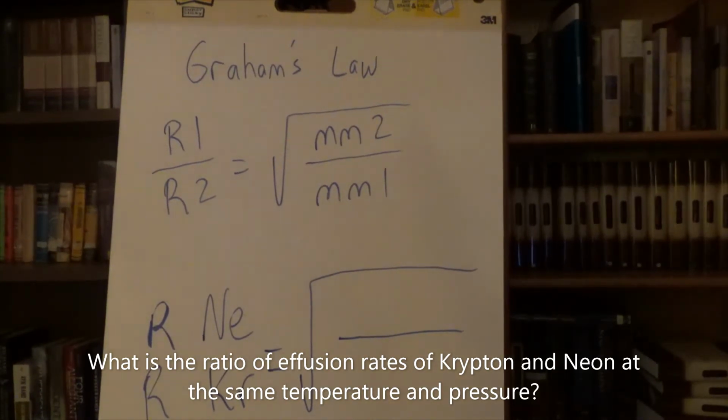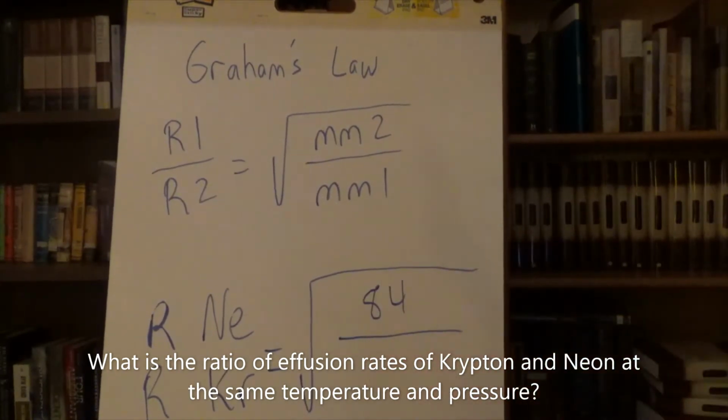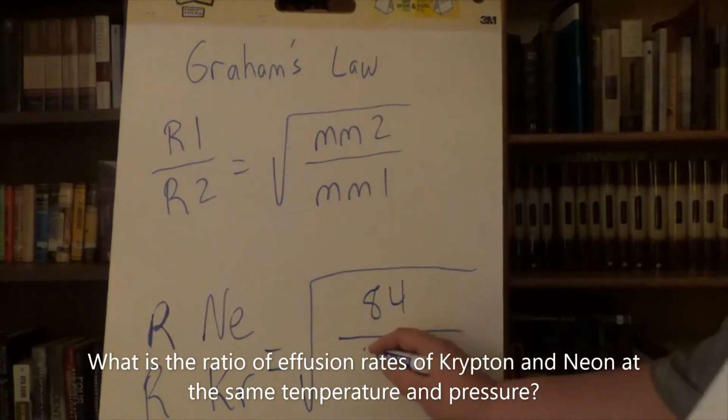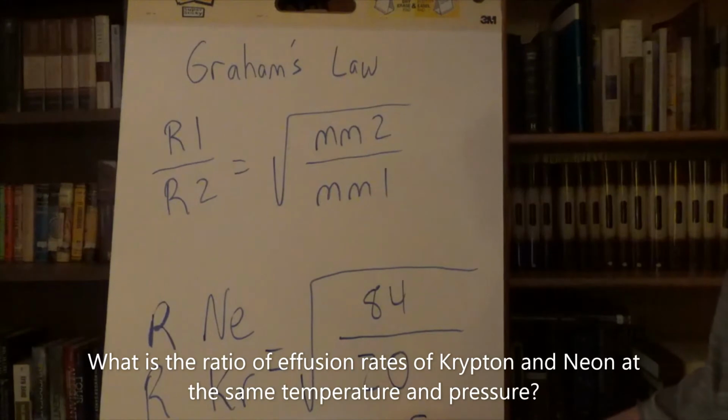So, we're going to take the molar weight of krypton, which is 84, divided by the molar weight of neon, which is 20. And this will lead us to the answer of 2.05. 2.05.